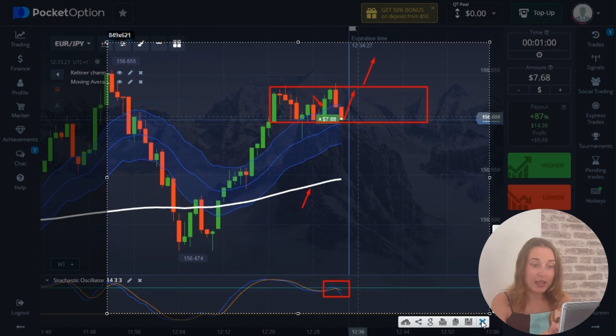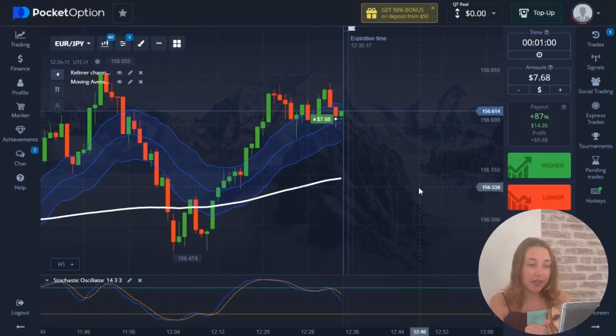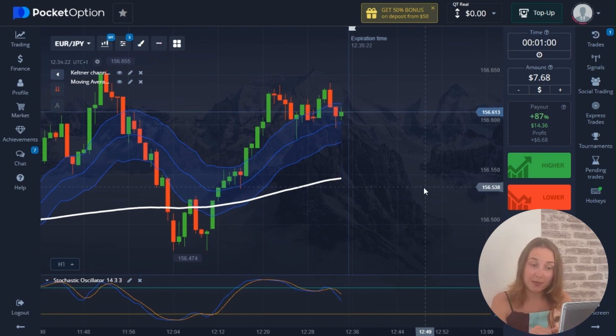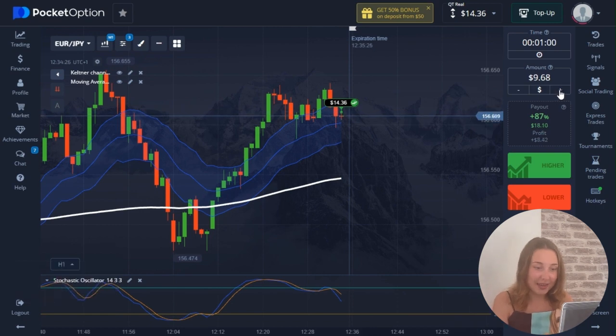Let's see what's happening. Yes, everything is going according to plan. I actually think I will trade with this currency pair a bit more. $13 in the deposit. Let's keep an eye on the chart.